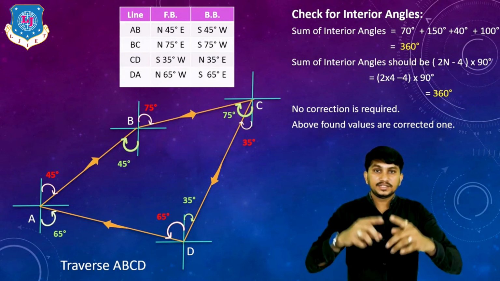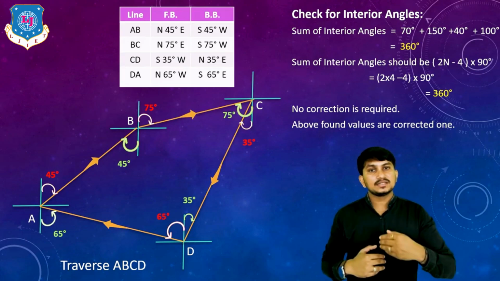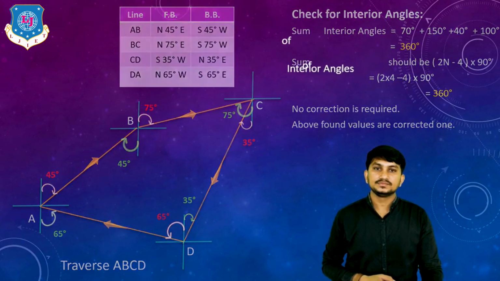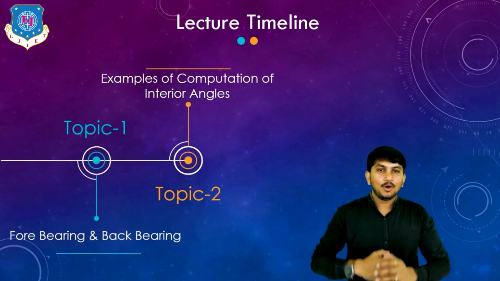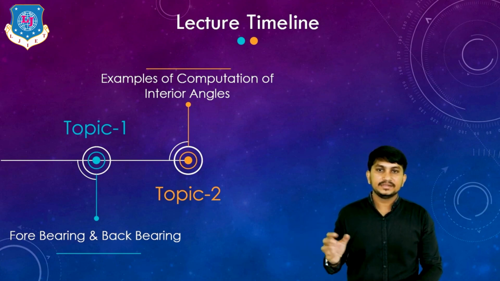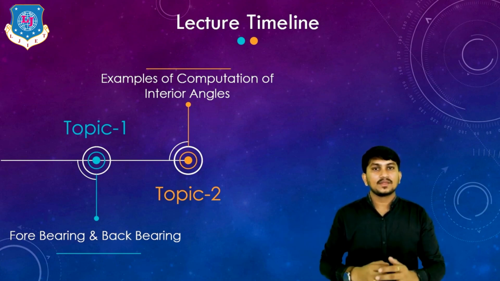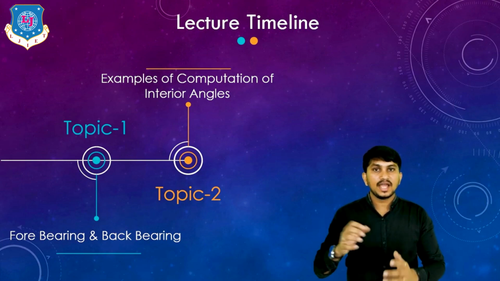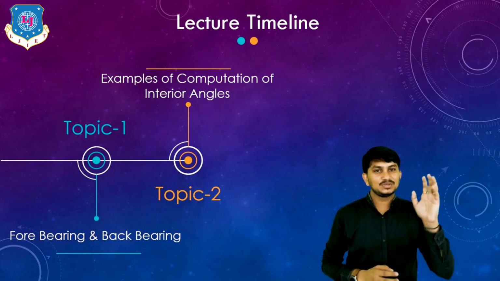We are not drawing the table. We are just referring to the figure of the traverse. I hope you all understand these two topics, fore bearing and back bearing, and various examples of calculation of interior angles in WCB system as well as QB system. See you soon in the next lecture.